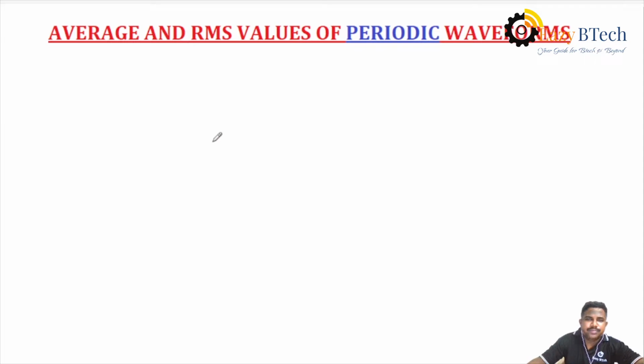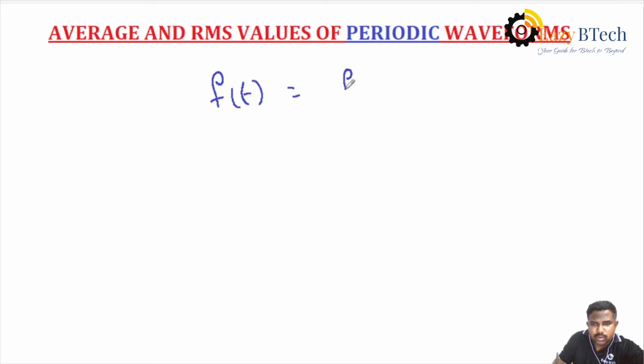I am discussing how to calculate the average value and RMS value of periodic waveforms. First of all, what is meant by a periodic waveform? That is, the function f(t) is equal to f(t + T), capital T. That means the same function value will be repeated at every time period T. The positive half cycle and negative half cycle will be continuously repeated at every interval T. Such waveforms are called periodic waveforms.